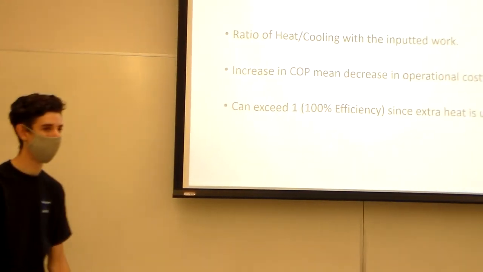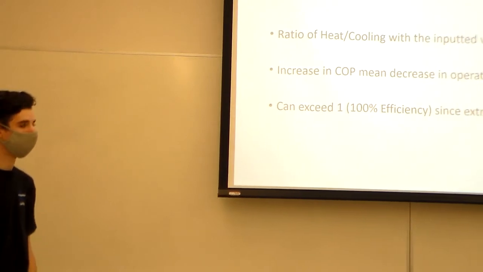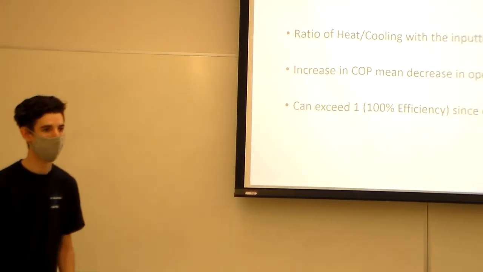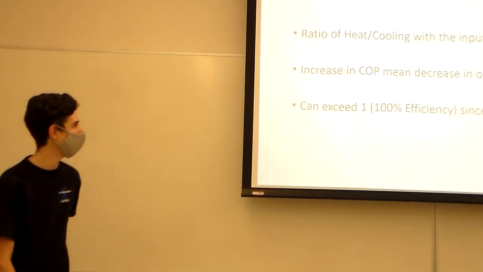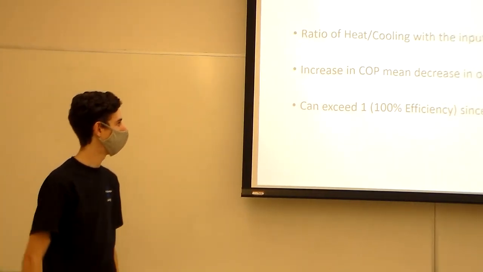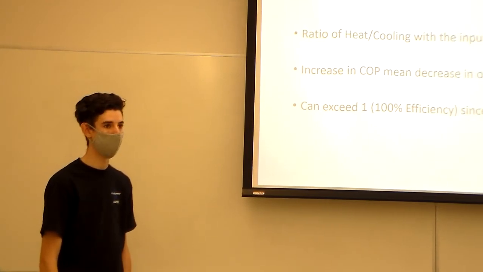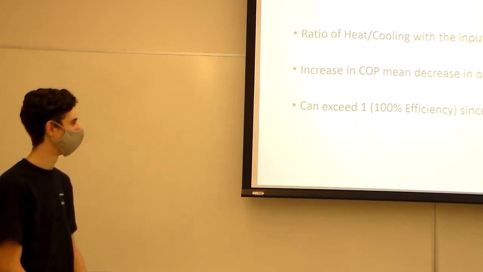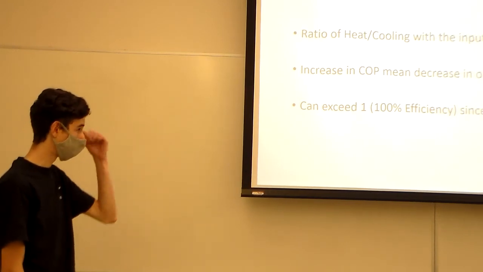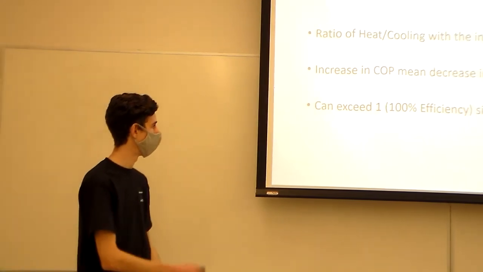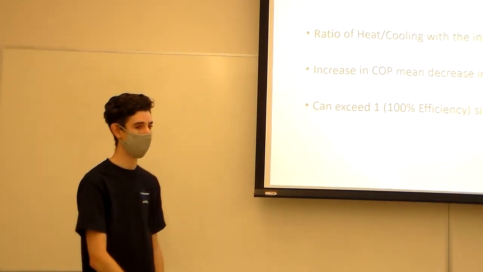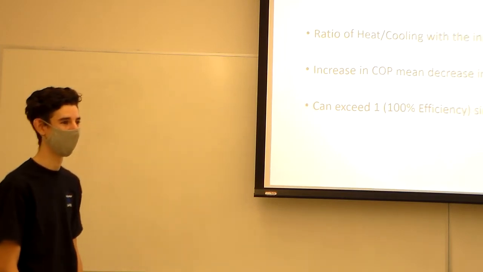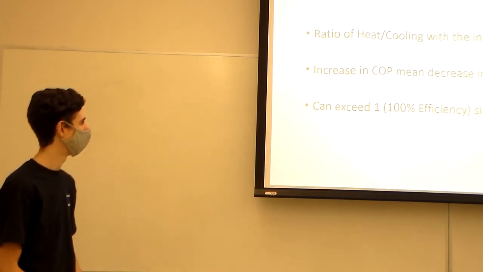Talking about the coefficient of performance, what is it? It's going to be the ratio of the heat or the cooling that was generated over the work that was inputted to get that heat. An increase in the COP means a decrease in your operational costs. So you can see this would be an important term to know when making sure you're reducing your costs as much as possible. And another note is that it can't exceed 1 or 100%, which is quite strange for most things where you wouldn't think 100% efficiency was possible.